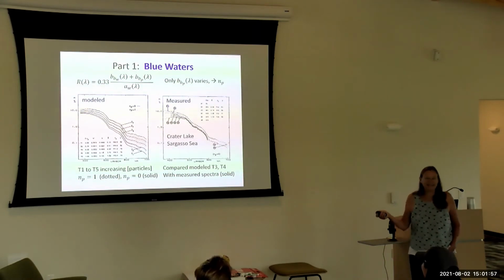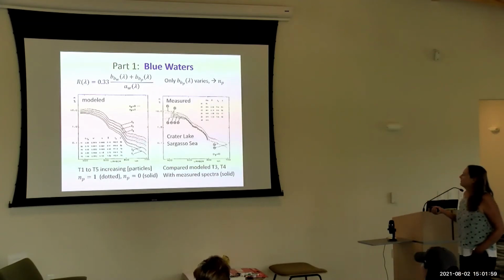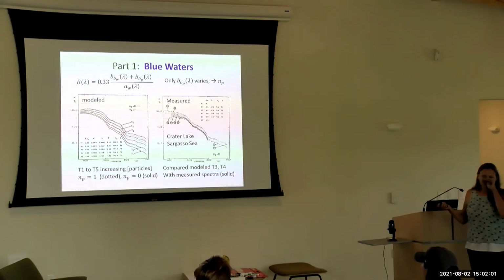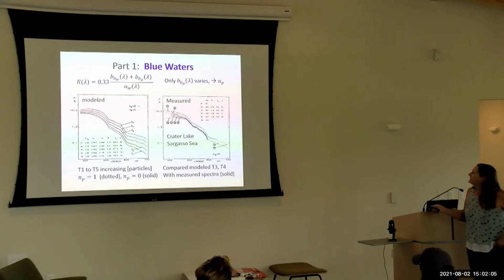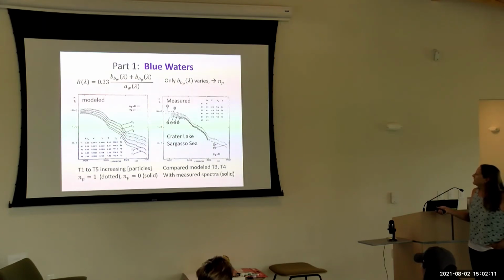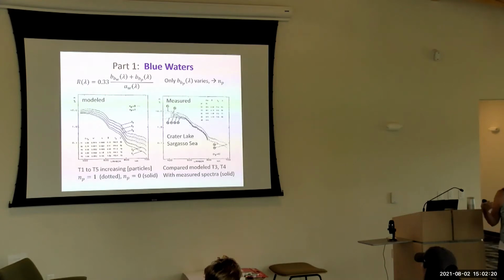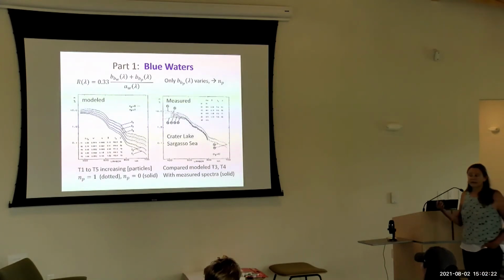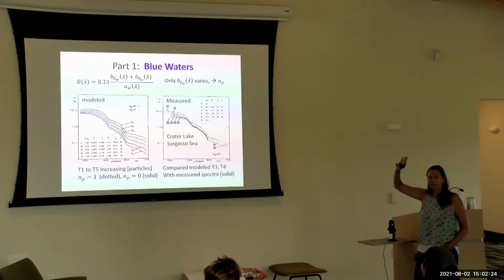Right. Then they went out to Crater Lake, which they thought was going to be like some of the purest blue water. And they took some measurements, and those measurements are in black. Those are the measured spectra. And then the dotted lines are some of the modeled spectra from over here. And what they found is that they could do a really good job of modeling the reflectance of a pure blue lake. How many people have been to Crater Lake?